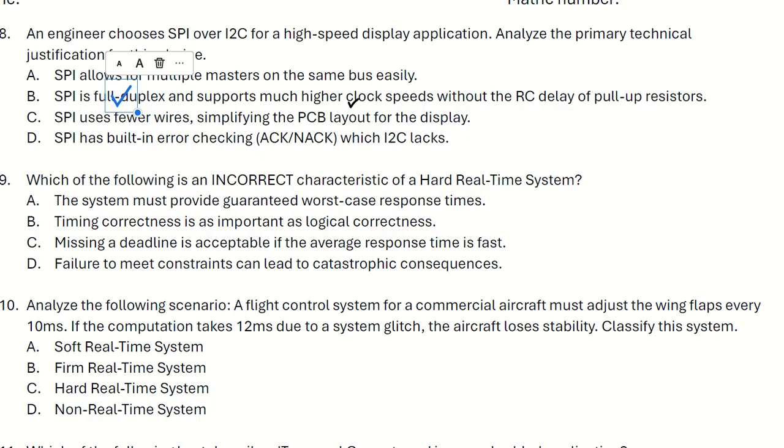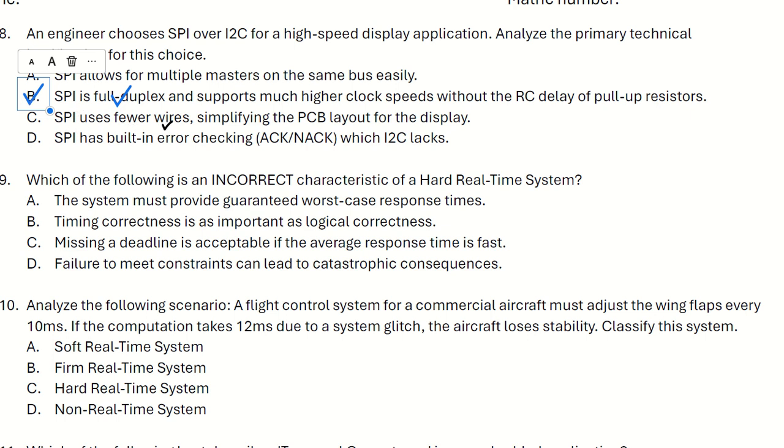Support much higher clock speed without RC delay or pull-up. Okay, RC delay or pull-up, this one definitely is an I2C thing. I2C has a pull-up. So it looks like its answer is B. But let's continue, don't just stop here.